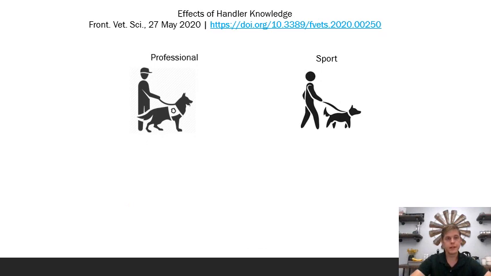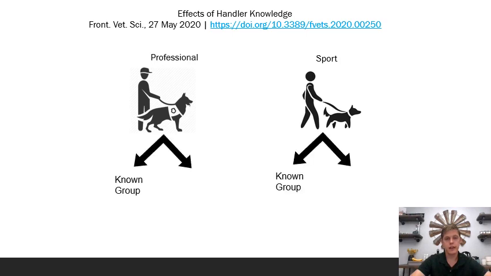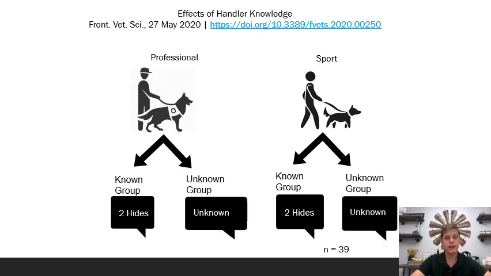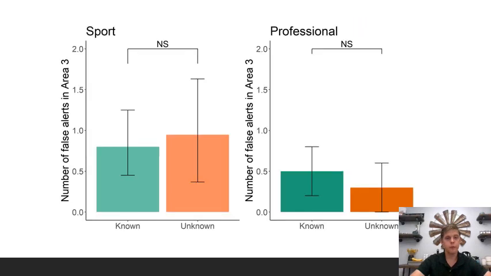And then we did our own study that recently came out. We looked at professional and sport handler dogs, and we assigned them to groups where they knew how many hides were present versus groups that didn't know how many hides were present, and looked at performance differences between the two groups.